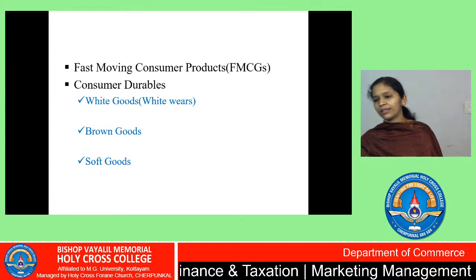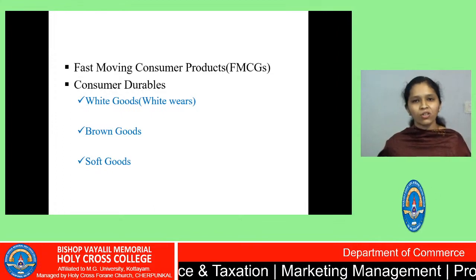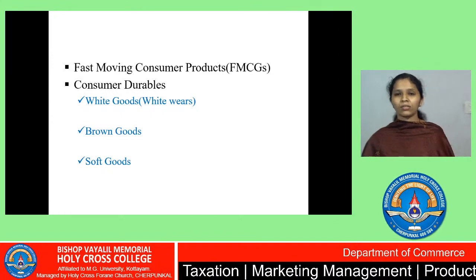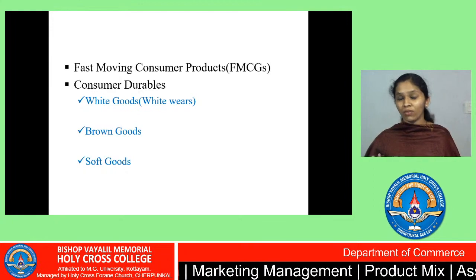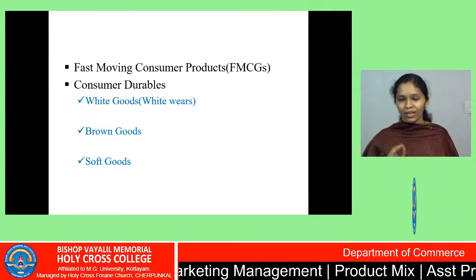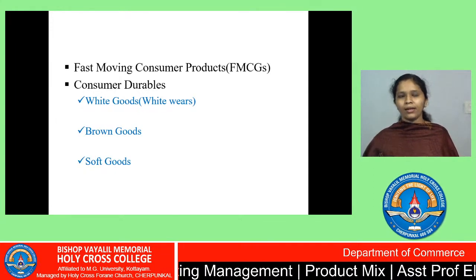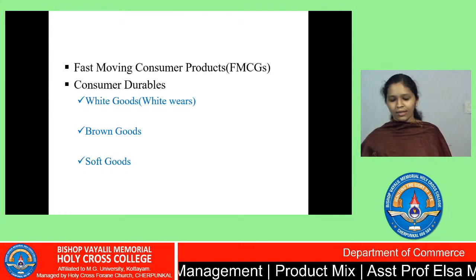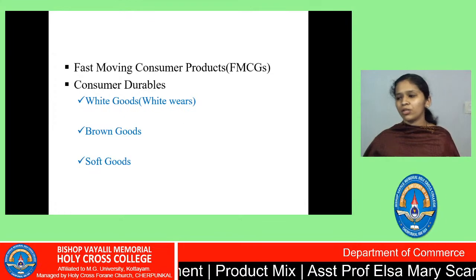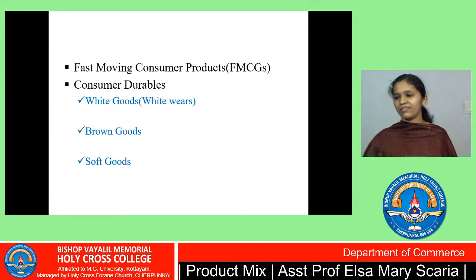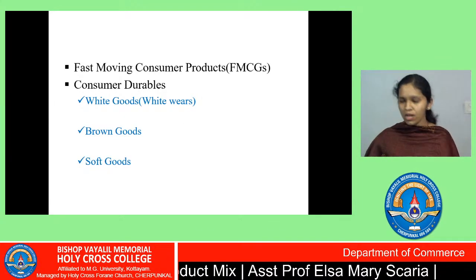Then third classification of consumer durables, that is soft goods. It's very simple. Soft goods means the products which are manufactured by using soft materials. That means very soft in touch. For example, dress material, cotton, something like that. So this is a classification of consumer durables. Three classifications: white goods, brown goods and soft goods.